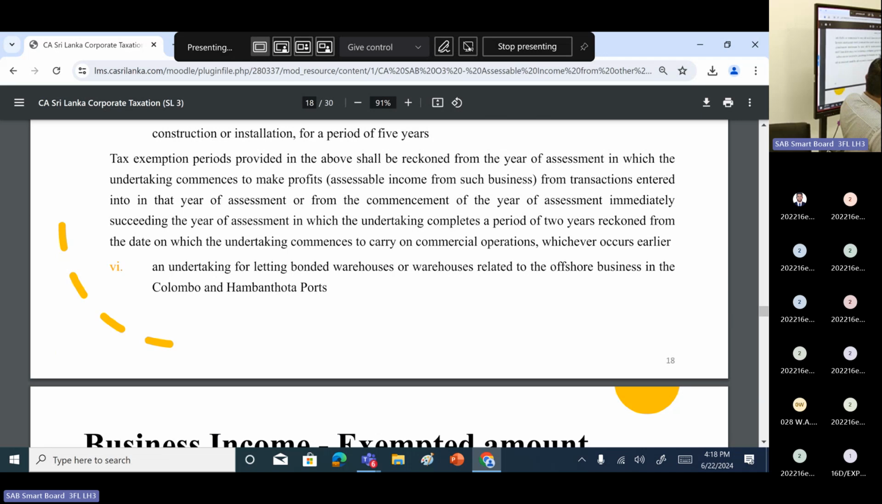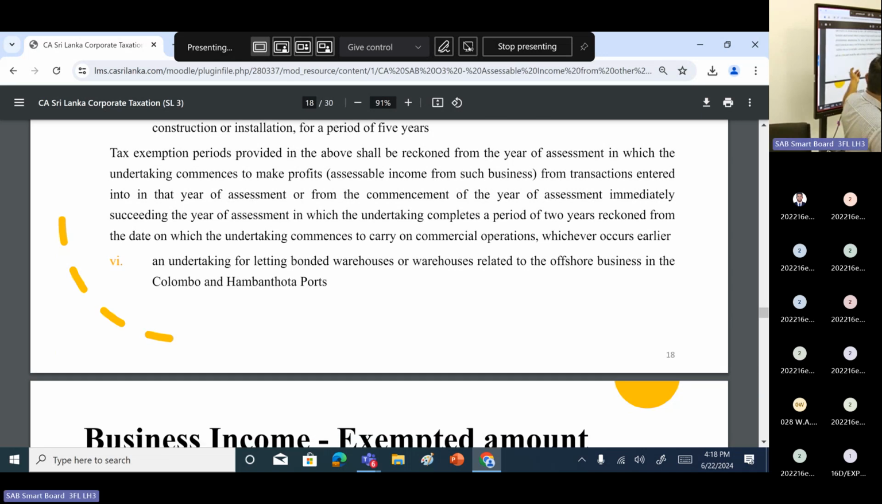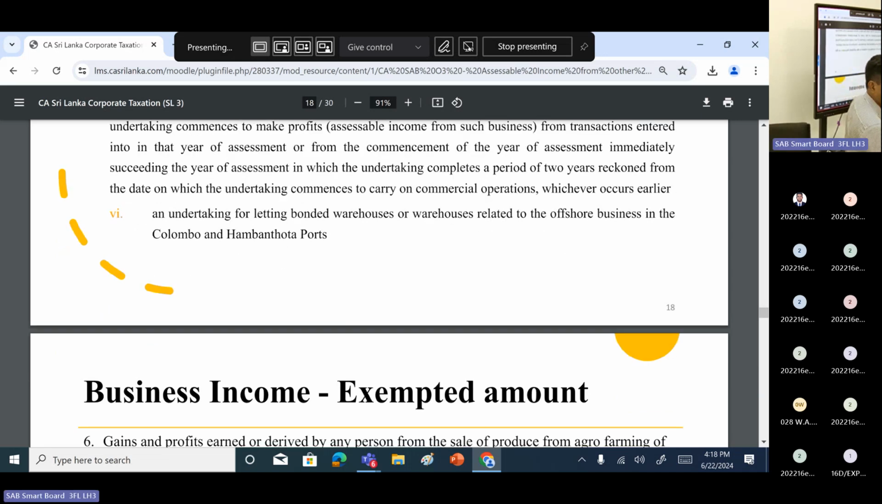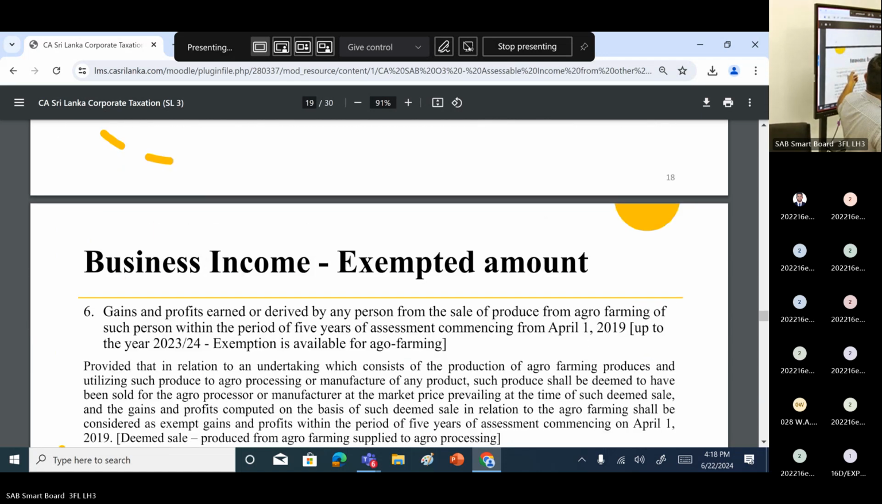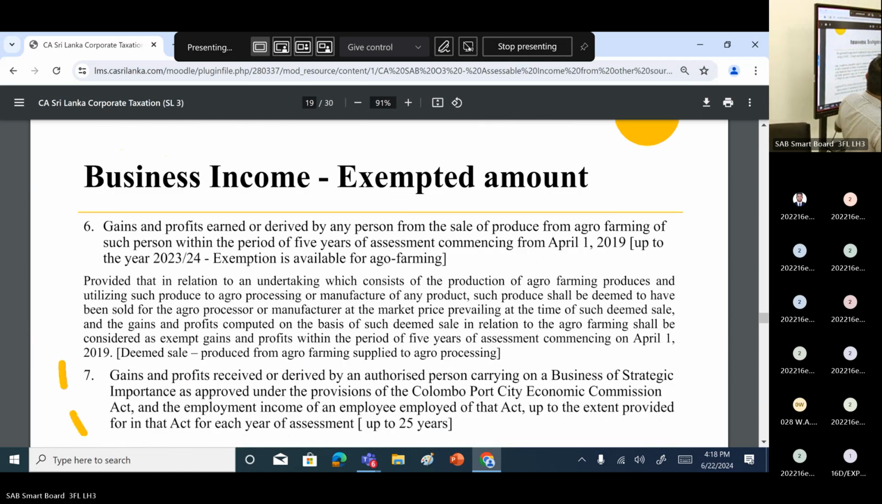An undertaking for letting a bonded warehouse or warehouse let for offshore business in the Colombo port. Actually they want to expand the port operation, therefore that exemption has been granted. This exemption is after 2024. Now, last year it was closed.